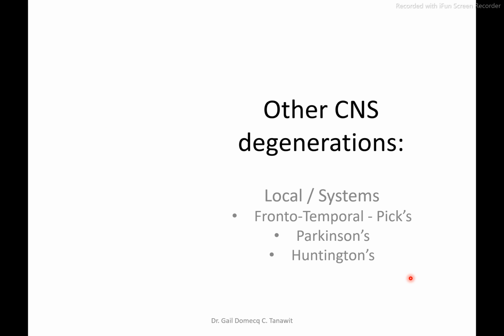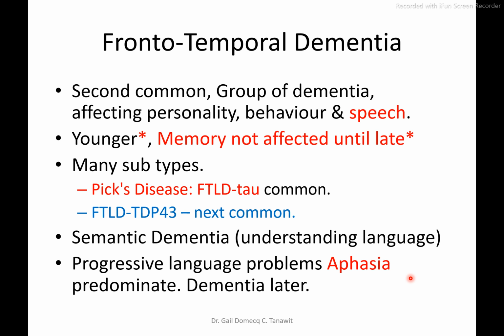So let's now go into the other CNS degenerations. So we have Pick's disease, Parkinson's, and Huntington's disease. For the frontotemporal dementia, this is the second most common. This is the group of dementias affecting personality, behavior, and speech. Patients who have this type of dementia, the frontotemporal, would be younger as to the age, and memory is not affected until late in the disease.